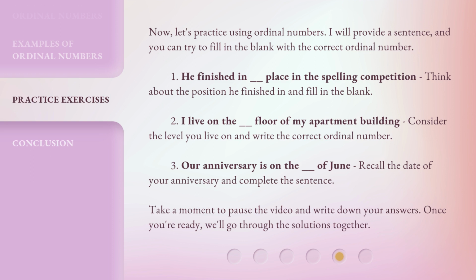3. Our anniversary is on the blank of June. Recall the date of your anniversary and complete the sentence. Take a moment to pause the video and write down your answers. Once you're ready, we'll go through the solutions together.